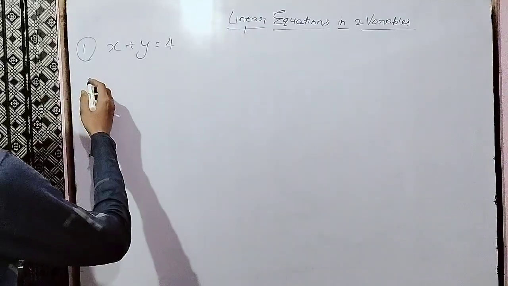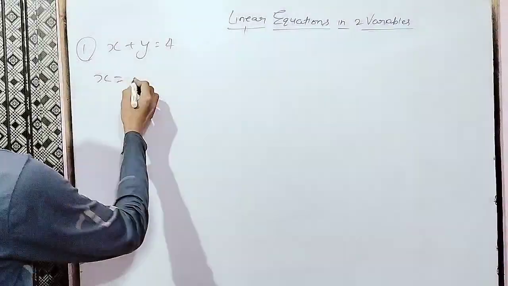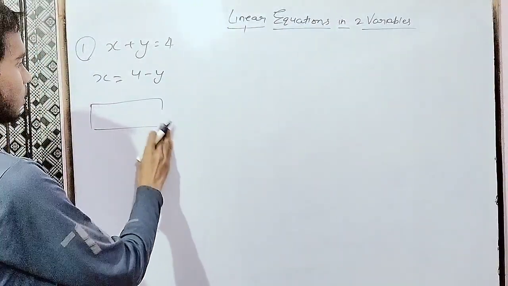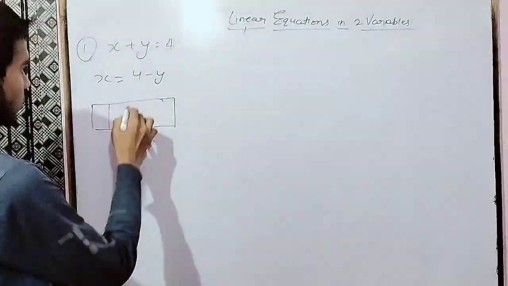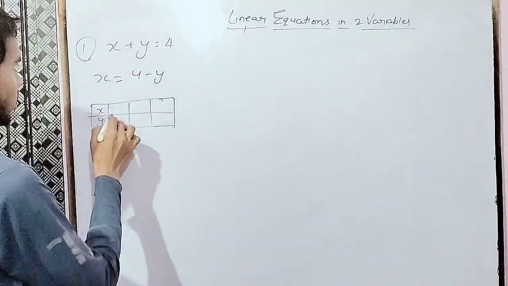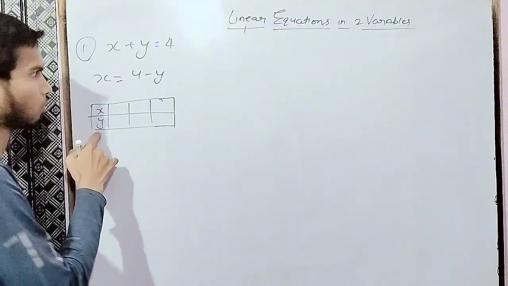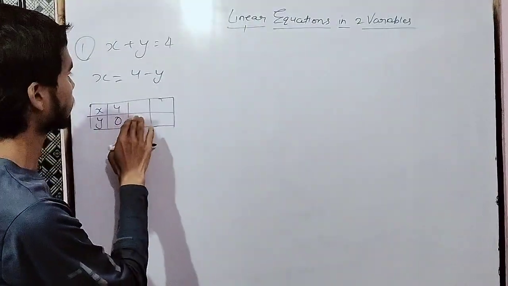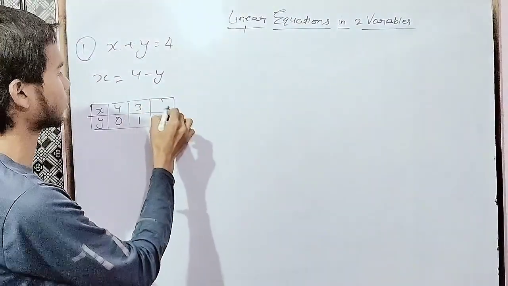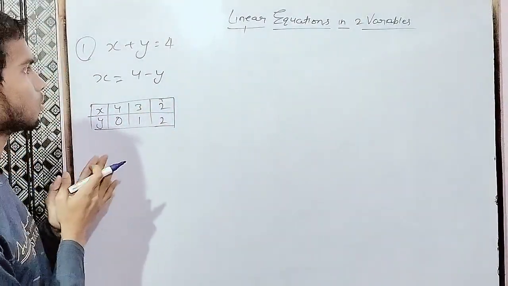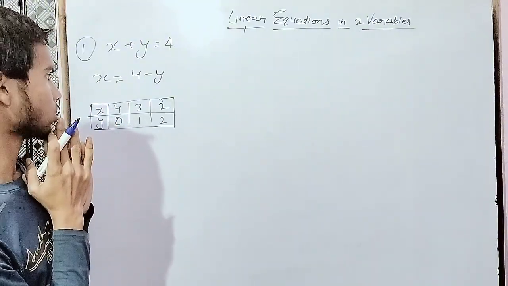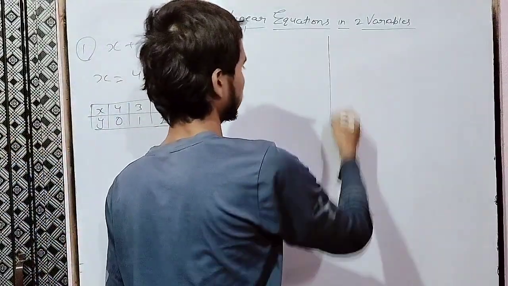So here we are simplifying it. 4 minus 1. Let's make a box with x and y. In place of y, 0, then x will become 4. In place of 1, it will become 3. In place of 2, it will become 2. Now we are going to plot these coordinates on a graph.